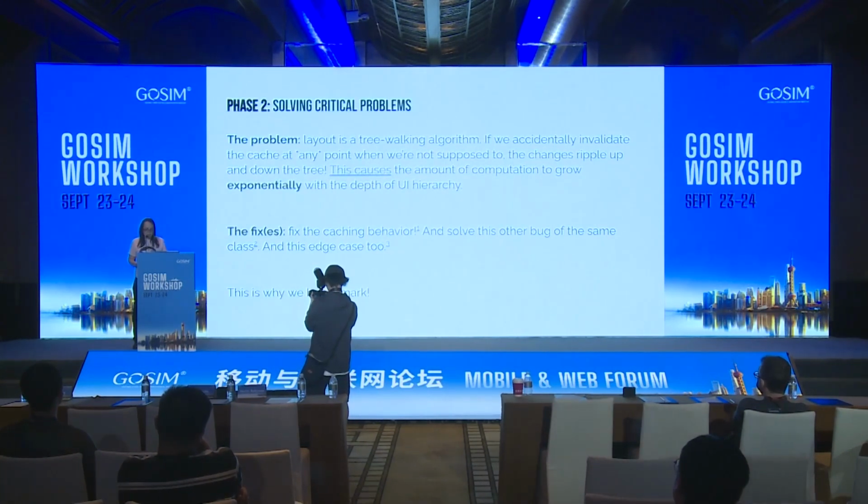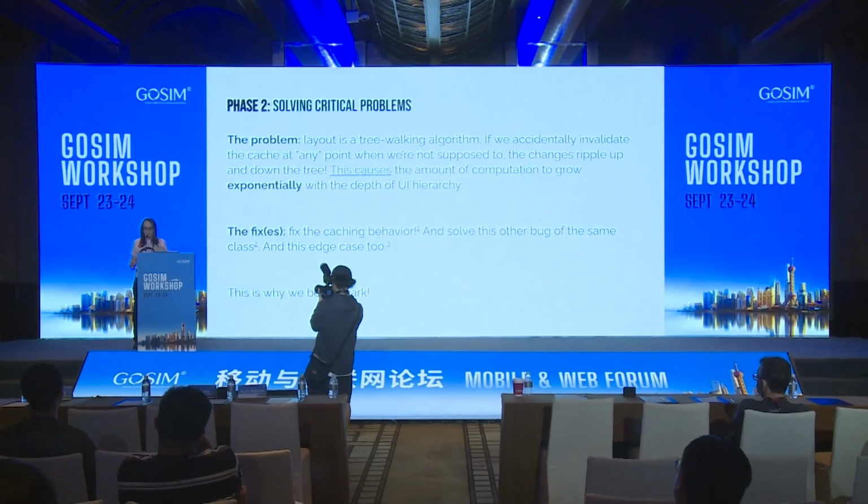And so we sat down and we said, okay, let's fix these things. It turns out there was not one, not two, but three different caching bugs that caused exponential time. And it's like, okay, this is why we have these benchmarks, and this is why we test it, because then you can actually validate these things and catch these unknown unknowns.